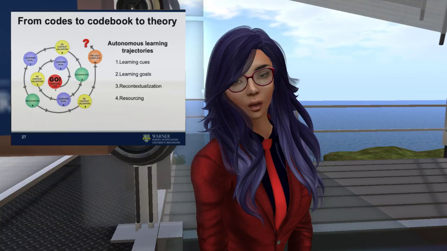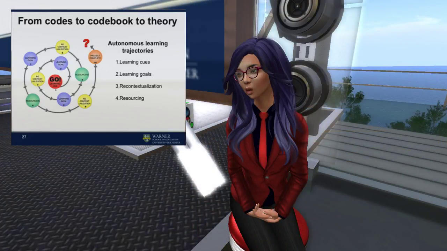By comparing codes against everyone's stories and against codes in chat logs and classes, I found that there were 4 components that worked in synergy and were common in everyone's experiences. These 4 things were learning cues, learning goals, recontextualization, and resourcing. I used the term trajectories to describe how these components did not appear in the same order of frequency for everyone. These trajectories describe the unique and individual learning processes that people underwent when learning in an online space. It was always a unique combination of these 4 components.